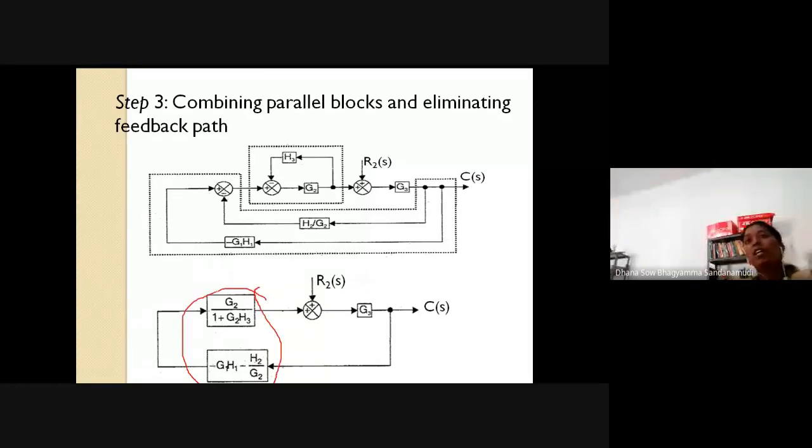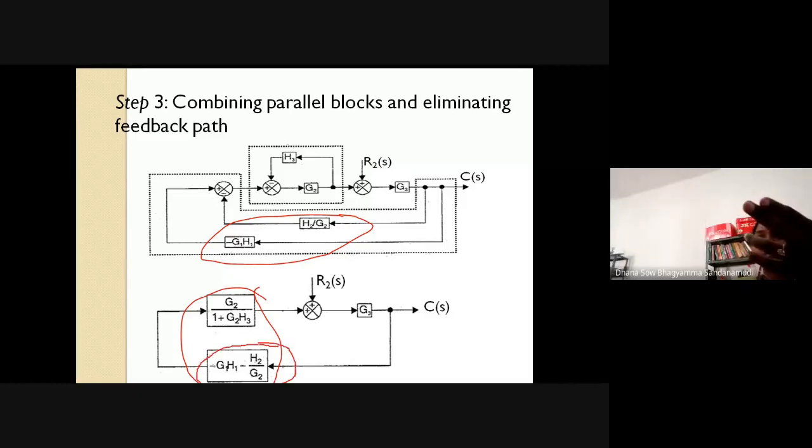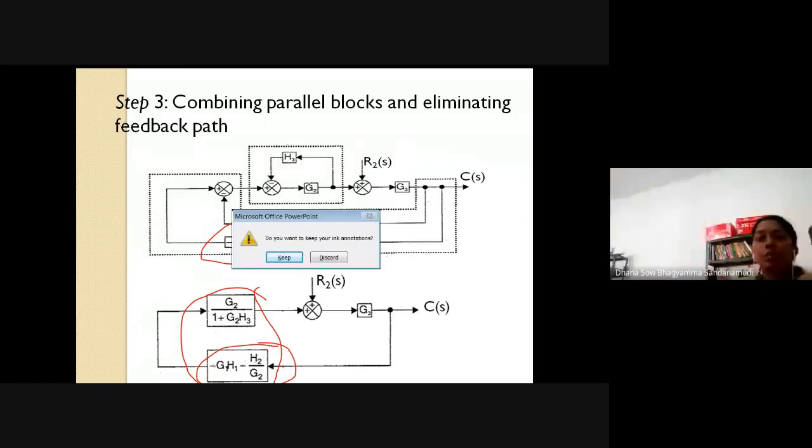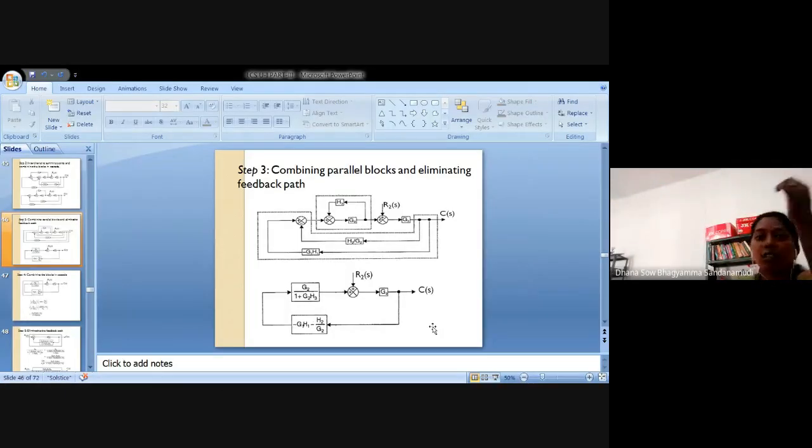These 2 elements are connected in parallel. That's why you will get this magnitude. I hope you have understood. This is messy whenever I draw like this. So now this is what you will get.